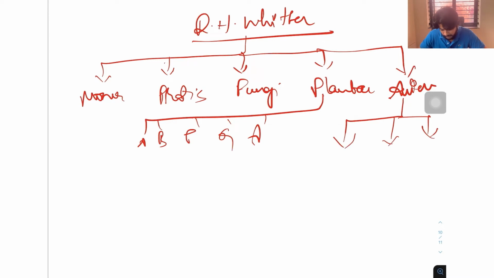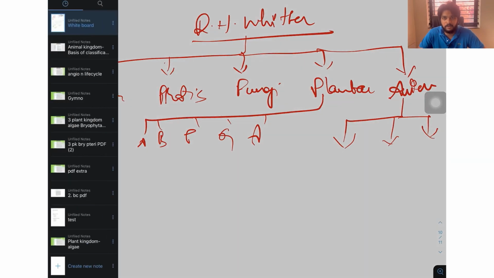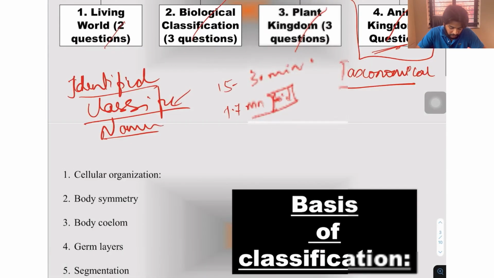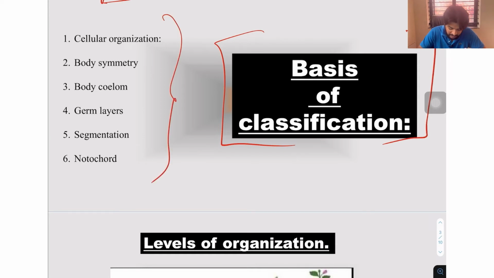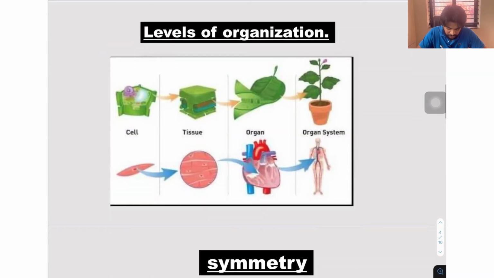Before entering into the different phyla, first we need to study certain basic characters upon which this phylum classification has been done, or upon which characters the organisms are put into different phyla. Those characters are called the bases of classification. So which are those characters? First one is cellular organization or levels of organization. Second one is body symmetry. Third one is body coelom, next one is germ layers, segmentation and notochord.